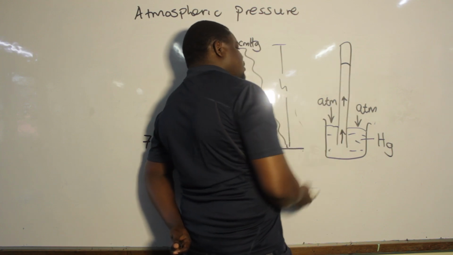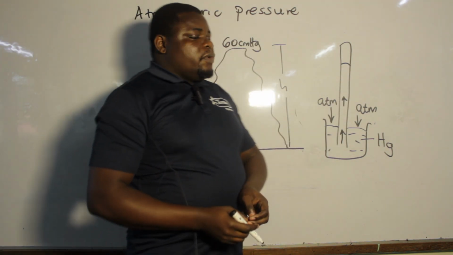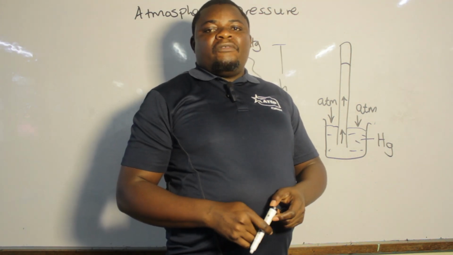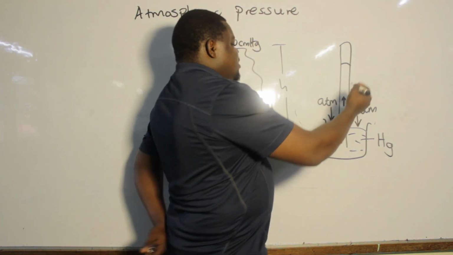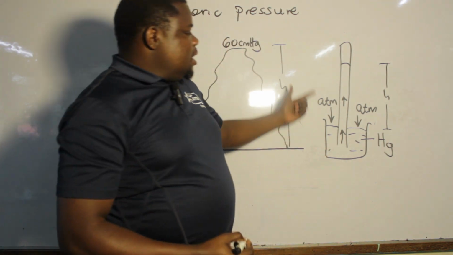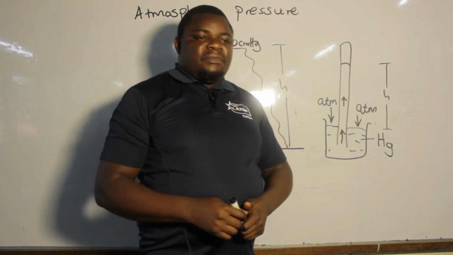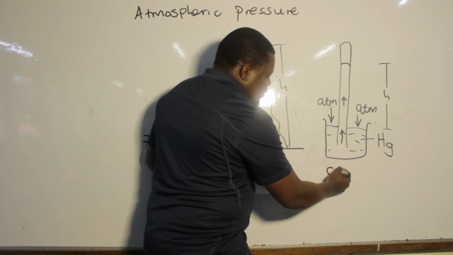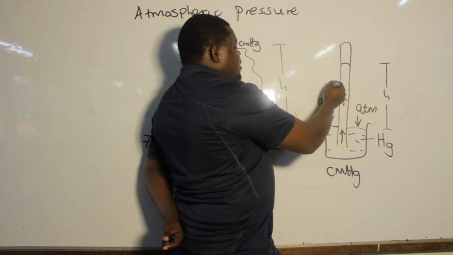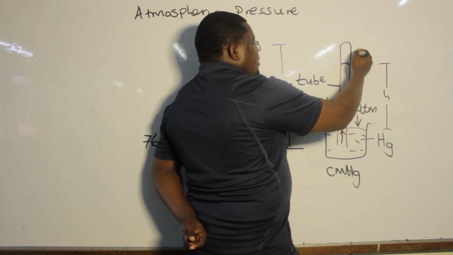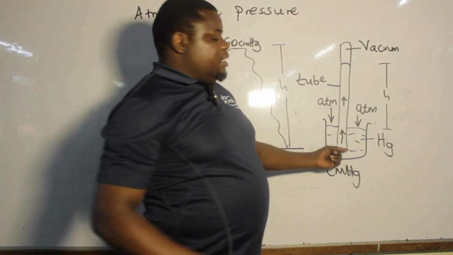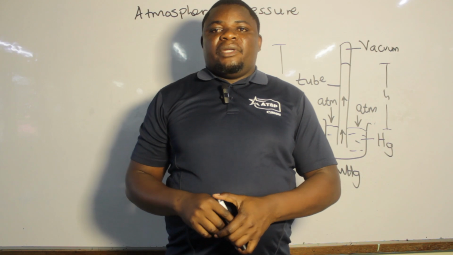until a certain point. So what we do, if we want to know the atmospheric pressure of a place, then we measure the height. So this is the height that we measure, h. So this height gives us the atmospheric pressure in terms of centimeters of mercury, written this way. So this is simply a tube. This is a vacuum, and here we have mercury liquid.